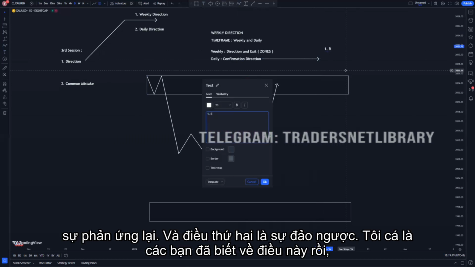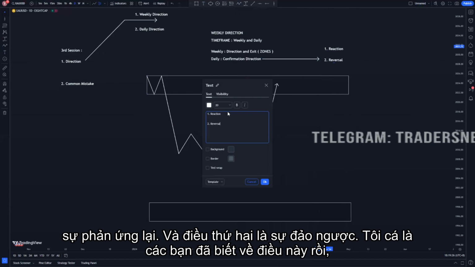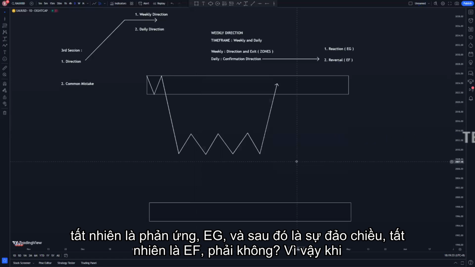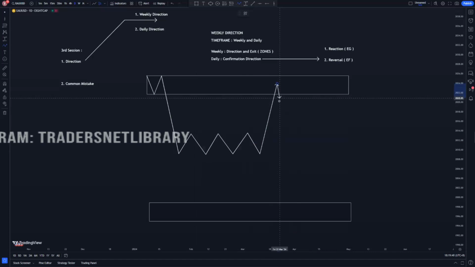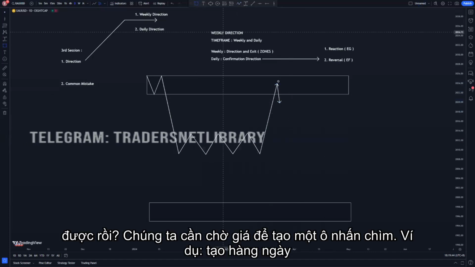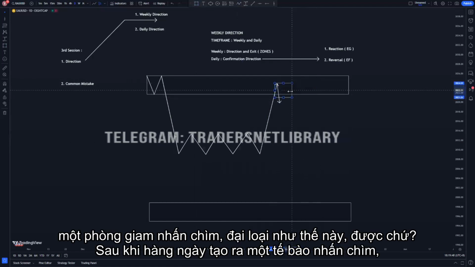The first one is reaction, and the second one is reversal. I bet you guys already know about this: reaction, of course, for example engulfing sell, and reversal, of course, for example engulfing. So when the price gets into the zone, we need to wait for the price to create an engulfing sell. For example, the daily creates an engulfing sell.